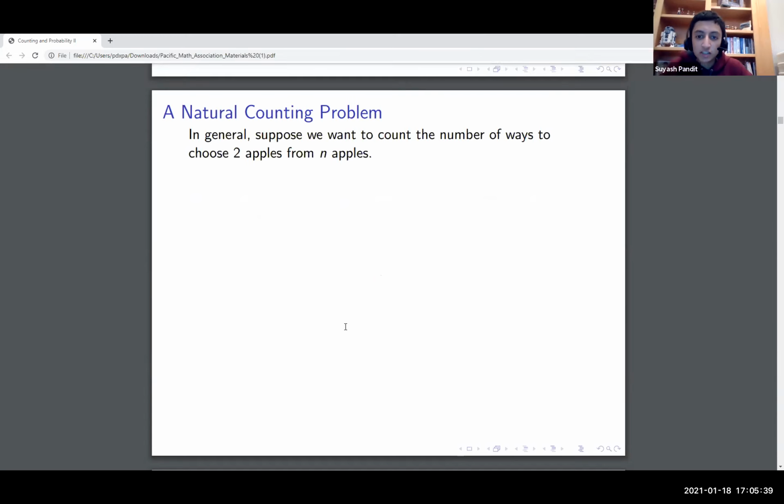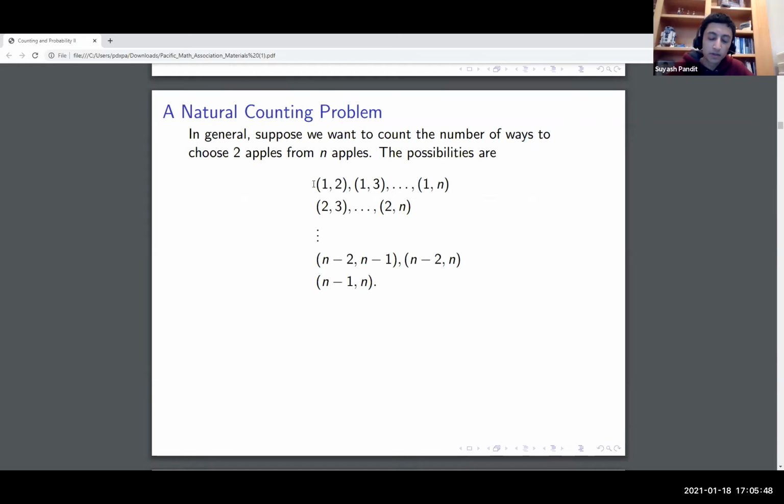Now we're going to look at the general case. How many ways can we choose 2 apples from n apples? Let's take a look at the possibilities. We start with 1, 2, 1, 3, 1, 4, 1, 5, all the way to 1, n. Then 2, 3, we obviously don't do 2, 1 because that's the same as 1, 2. And 2, 2, we obviously don't do that. You can't choose the same one twice. All the way up to 2, n. And then 3, 4, 3, 5, all the way up to 3, n.